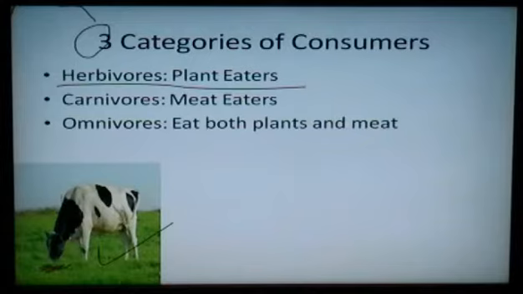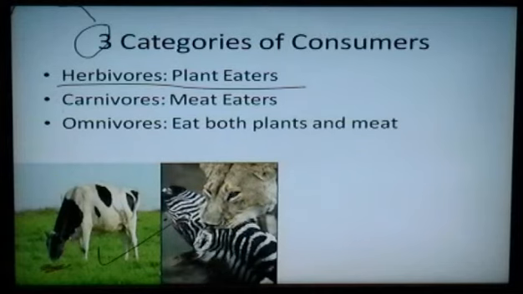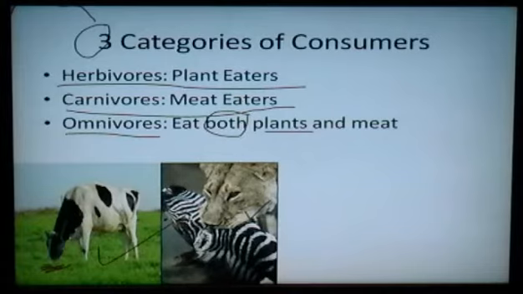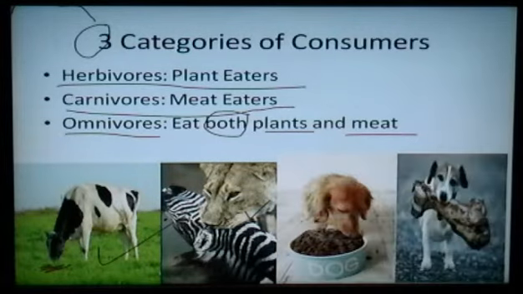Second ones are the carnivores. Carnivores are the meat eaters. Those animals which eat only meat or other animals are called carnivores. Some of the examples of the carnivores are lion, tiger, snake, eagle, etc. Next are the omnivores. Those animals which eat both plants and animals are called omnivores. In other words, we can say omnivores eat plants as well as meat of other animals. For example, dog, man, bear, sparrow, etc.